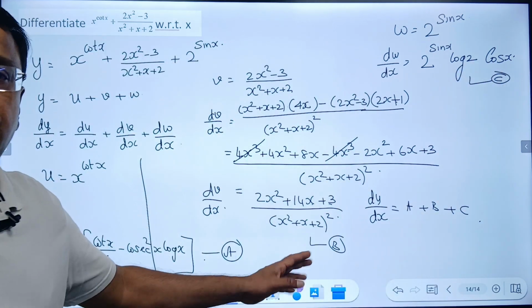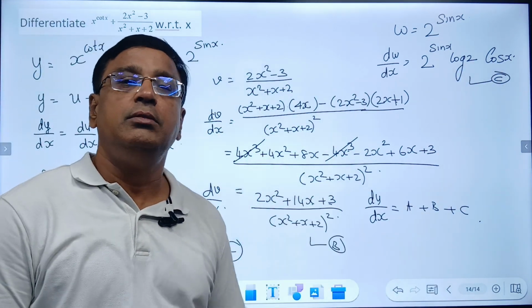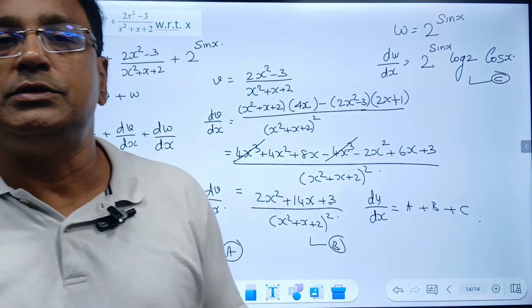Okay. So with that, we finished one type of problems using logarithm. We will do more problems in logarithmic differentiation in the next class.